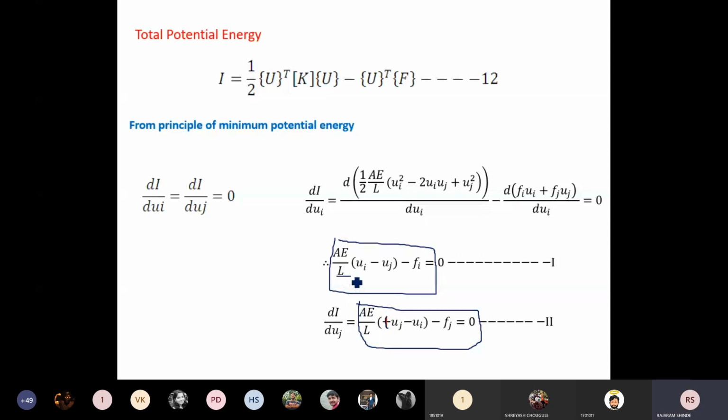When I multiply AE by L to this bracket, you will get one simultaneous equation. Now, this will result in a second simultaneous equation, and those two simultaneous equations I can write in matrix form. How I can write this in matrix form, I will show you.